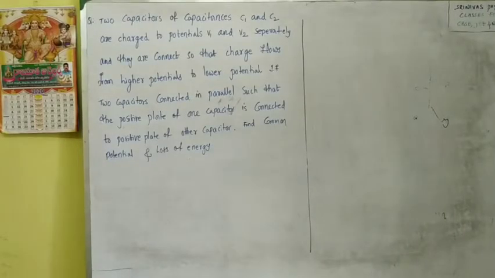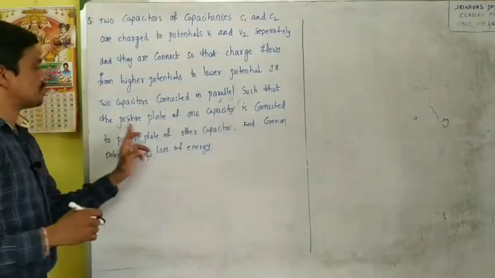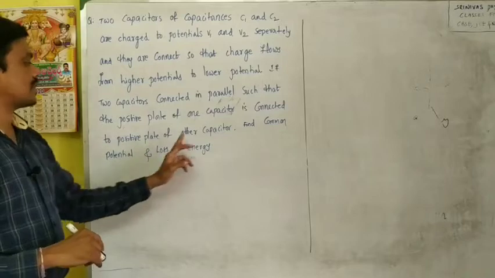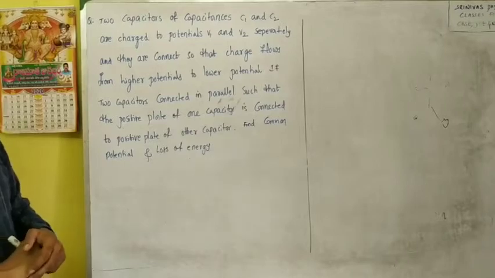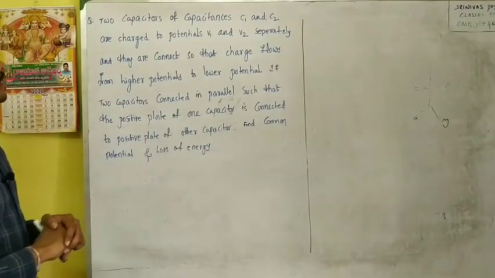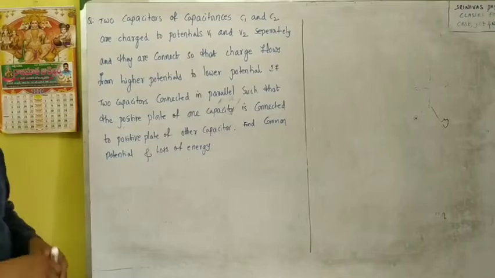Look here. The next question is: two capacitors of capacitances C1 and C2 are charged to potentials V1 and V2 separately, and they are connected so that charge flows from higher potential to lower potential. If the two capacitors are connected in parallel such that the positive plate of one capacitor is connected to the positive plate of the other capacitor, find the common potential and loss of energy. This is a previous CBSE question. It's a 5 marks question. It is very simple to derive.